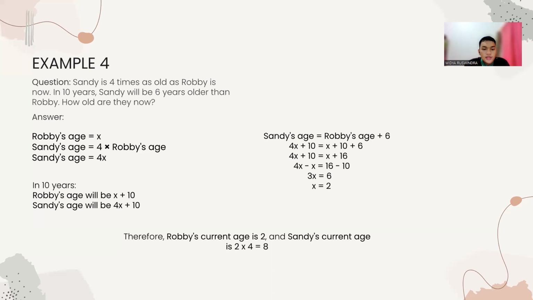So therefore Robbie's current age is 2 and Sandy's current age is 2 times 4 equals 8. So Robbie's age now is 2 years old, and Sandy's age is 8 years old.